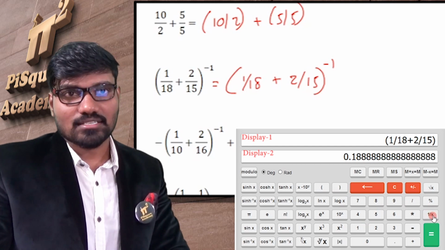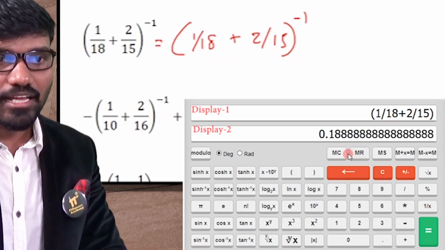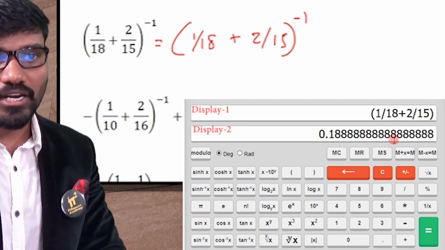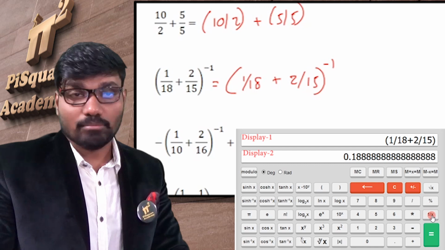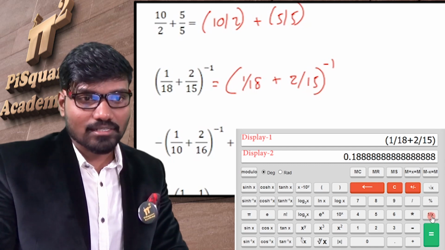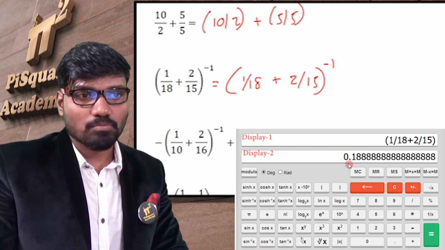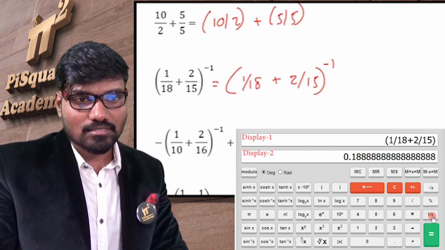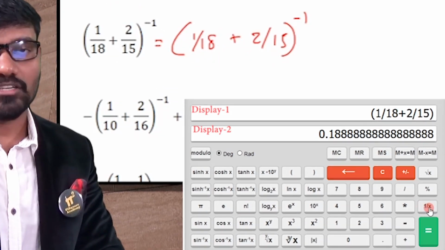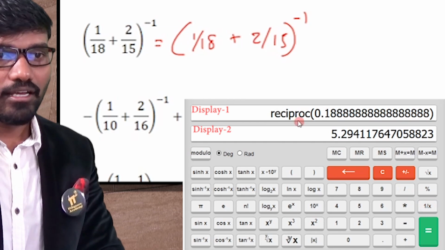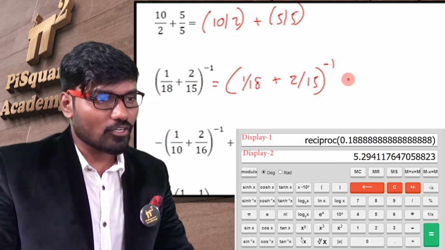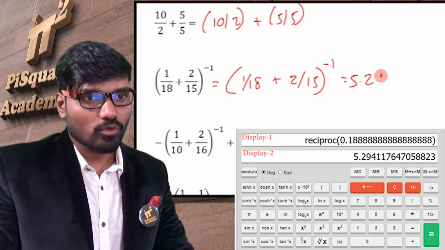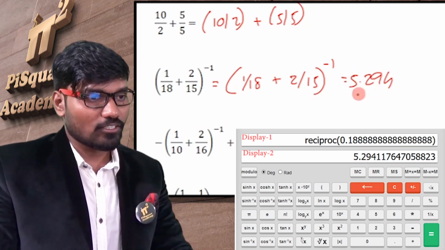So 1 by x means if I hit this, the value whatever is there in display 2 will be considered as x and it will perform this operation. Be careful. Let me repeat. If I hit this, whatever value is present in display 2 will be taken as x and it will perform the 1 by x operation. Hit it. The reciprocal of this is 5.294. Three digits always.